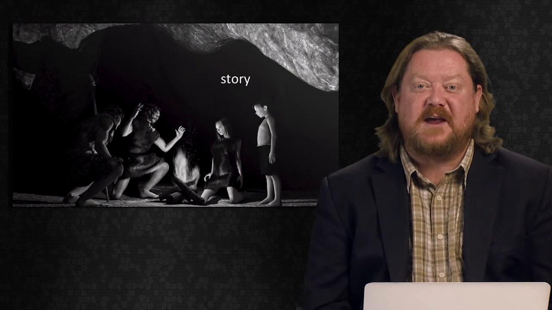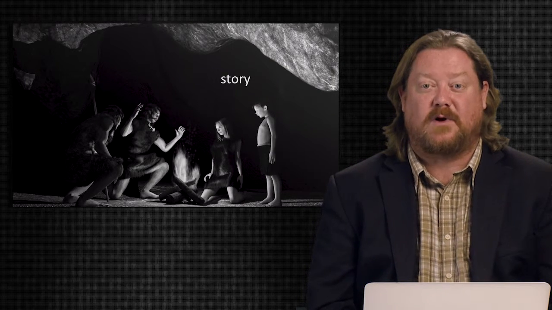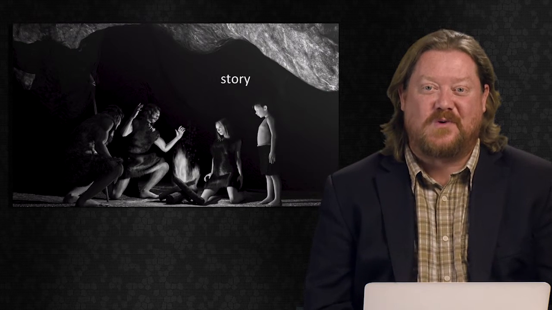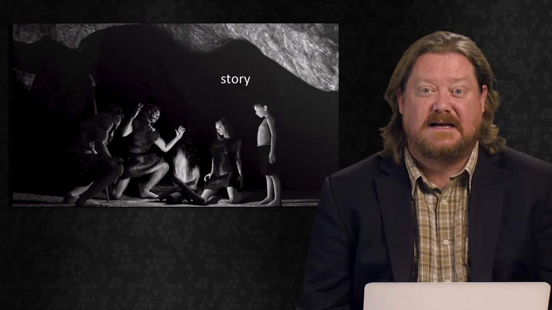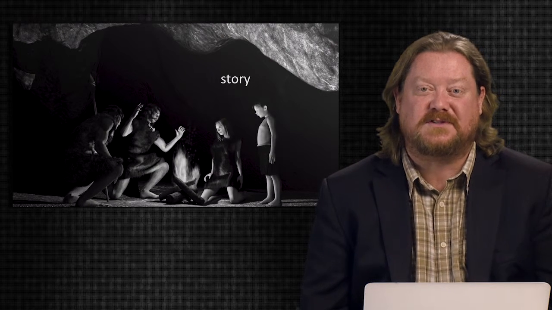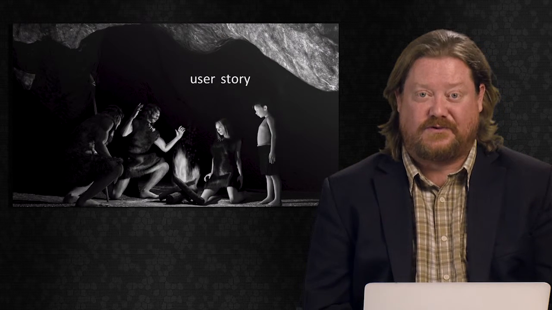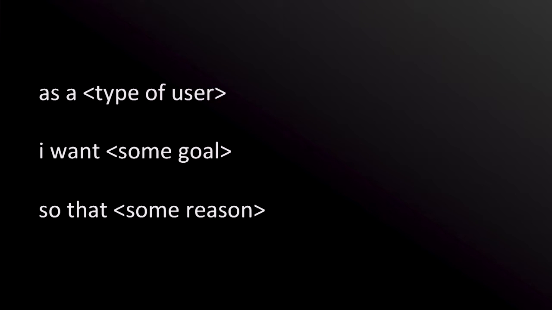So how did cavemen in our dim historic past express user requirements and desires and wishes to each other? Well, they told stories. And today that's what we use on our Agile teams as well. We call them user stories. Here's the 3-line format for the user story. As a type of user, I want some goal, so that's some reason. It's the who, the what, and the why.